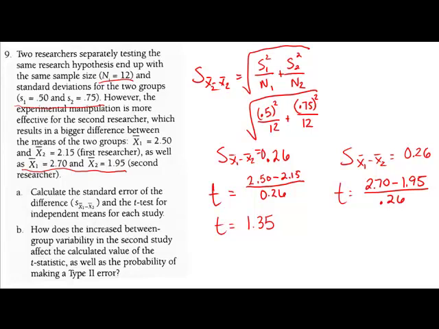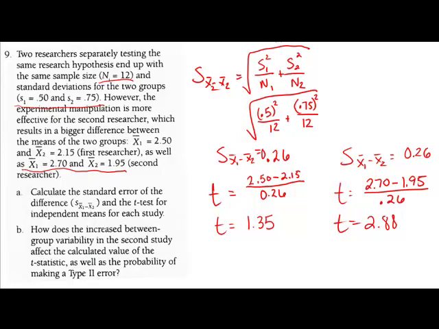2.7 minus 1.95 is 0.75 divided by 0.26. My t is going to be equal to 2.88. Does the increased in-between group variability affect the calculated value of the t-statistic?